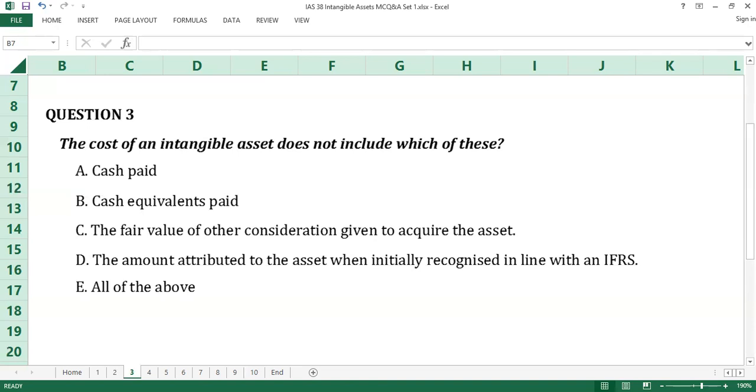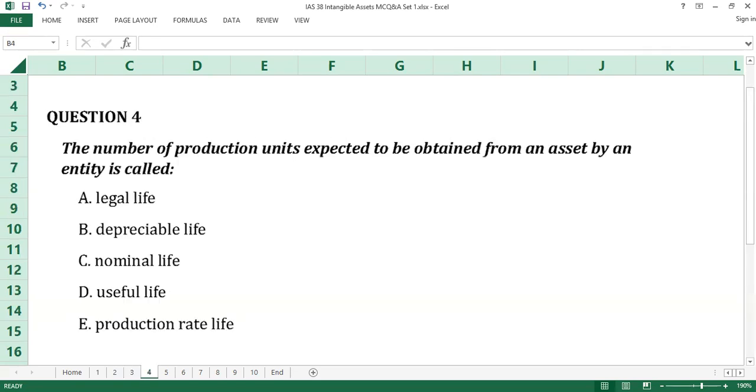IAS 38 defines cost as the amount of cash or cash equivalents paid or fair value of other consideration given to acquire an asset at the time of its acquisition or construction, or when applicable, the amount attributed to that asset when initially recognized in accordance with specific requirements of other IFRSs. E is the answer to question number 3.